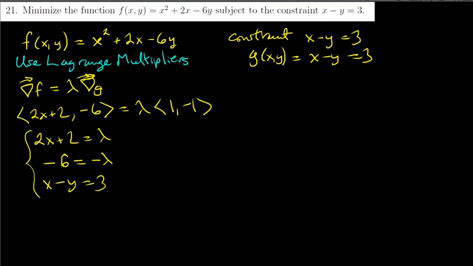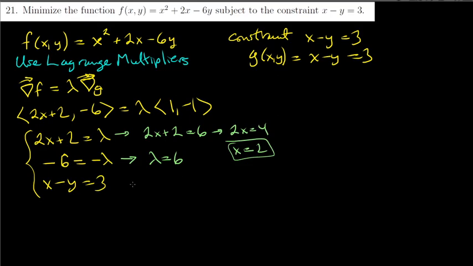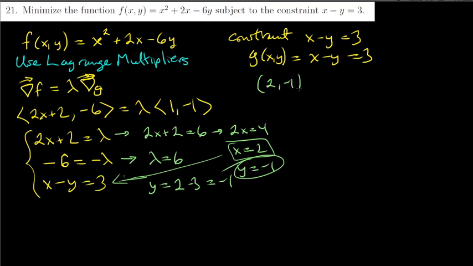So 3 equations and 3 variables, and I think you can handle that. After all, if negative lambda equals negative 6, lambda is 6. If lambda is 6, then 2x plus 2 is equal to 6, which means 2x is equal to 4, which means x equals 2. And that looks familiar. Of course, if x is 2, by the constraint equation, y is going to be 2 minus 3, which is negative 1. Same answer. So the critical point here would be (2, -1).